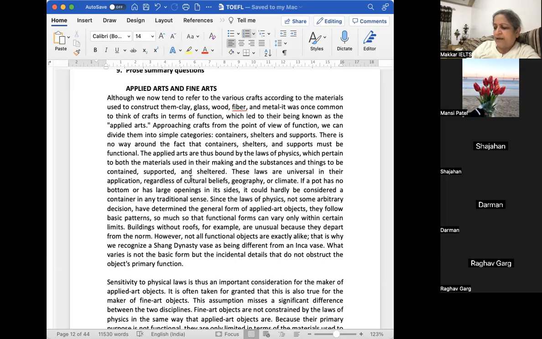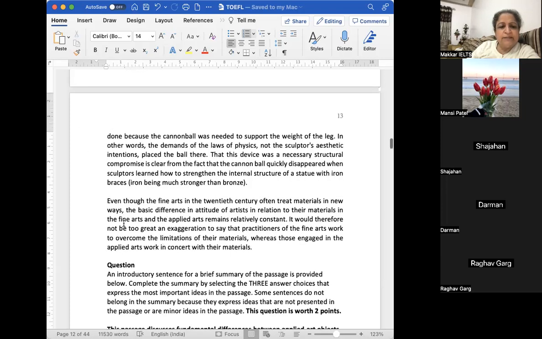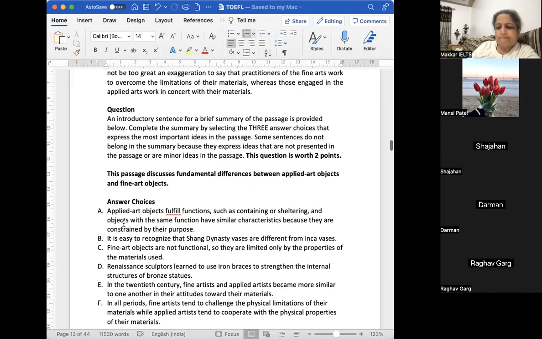Here, did you get any answer yet? See these options. Applied art objects fulfill functions. Okay.